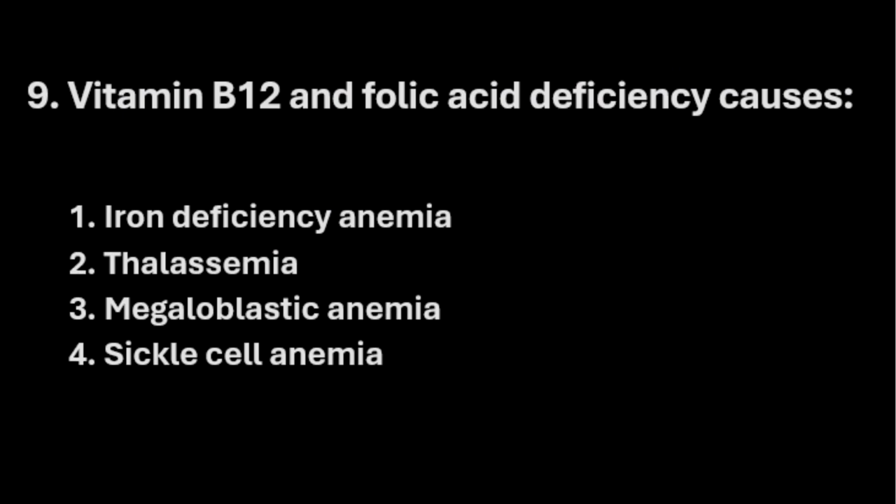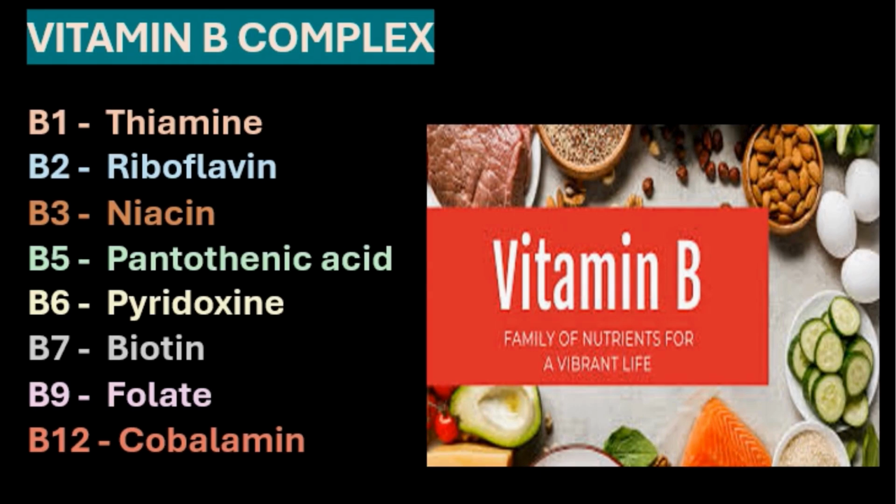Next question. Vitamin B12 and folic acid deficiency causes, first option, iron deficiency anemia. Second option, thalassemia. Third option, megaloblastic anemia. And the fourth option is sickle cell anemia. Let us go to the right answer. The right answer is megaloblastic anemia. Let us see the vitamin B complexes. Other names: B1 is thiamine, B2 riboflavin, B3 niacin, B5 pantothenic acid, B6 pyridoxine, B7 biotin, B9 folate, and B12 cobalamin. So you have to remember these other names of vitamin B complexes.